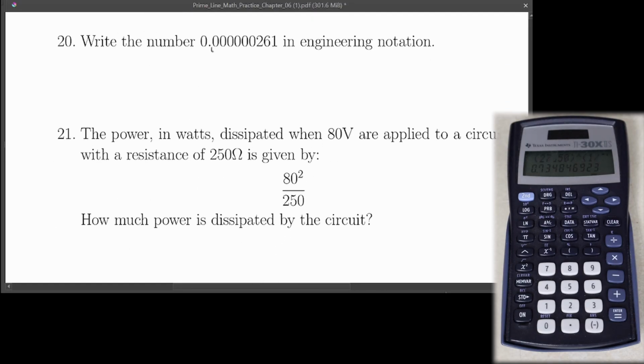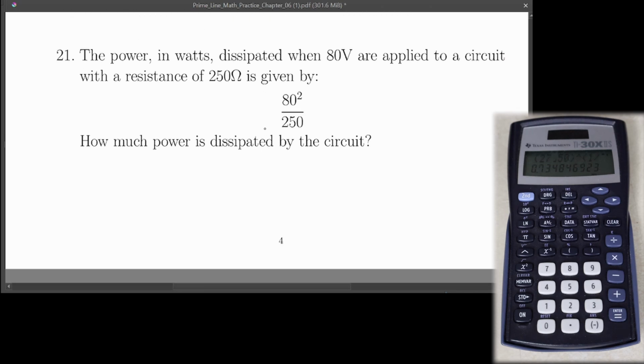Engineering notation for number 20. So groups of 3. There's 1, 2, 3, 1, 2, 3, and then 1, 2, 3. So 261 times 10 to the negative 9 power. Okay.